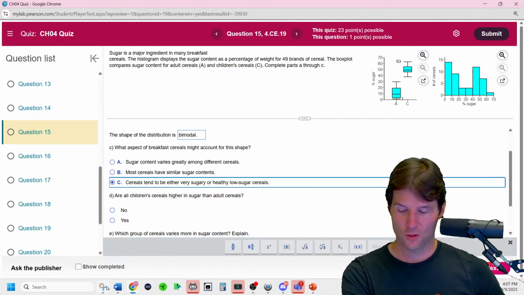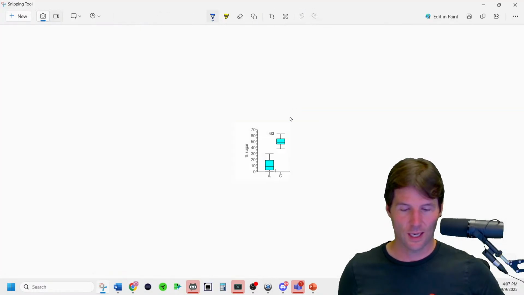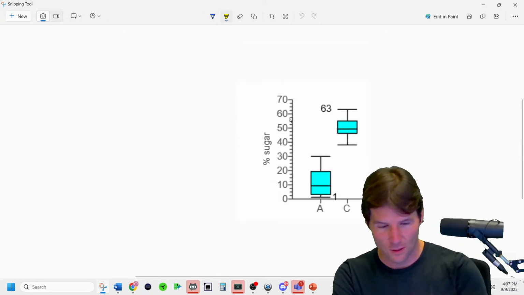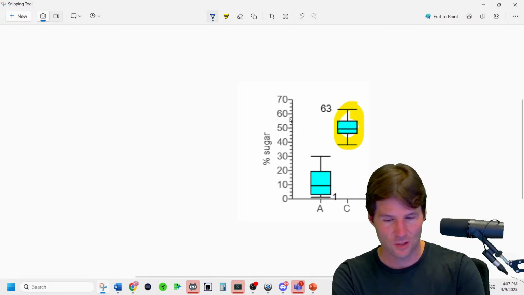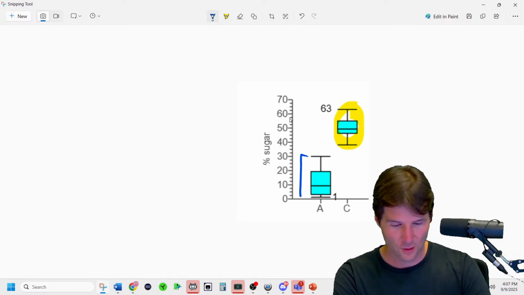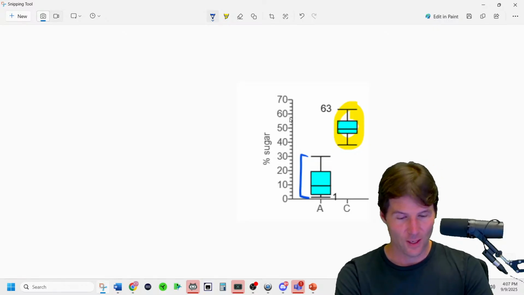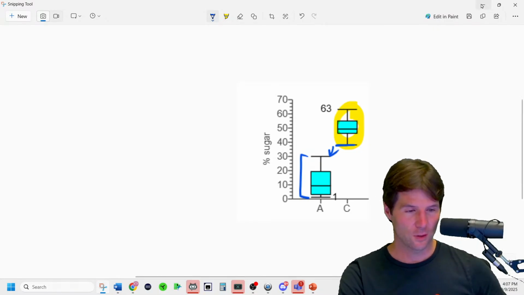Are all children's cereals higher than adult cereals? Yes or no? Type yes or no in the chat. Is every single children's cereal, like all of these, higher than adult cereals? Here's adult cereals. Are all of those ones in yellow higher? Hey, Leah, good to see you there. Yes, you're right, because you can see this is the lowest children's cereal, and it's higher than that. So every single child cereal is higher.